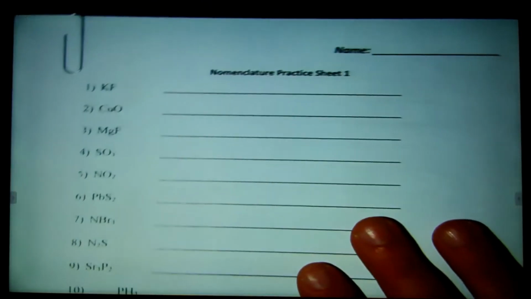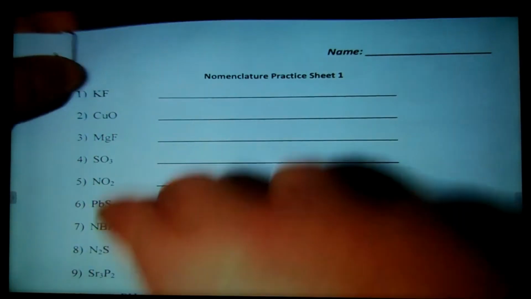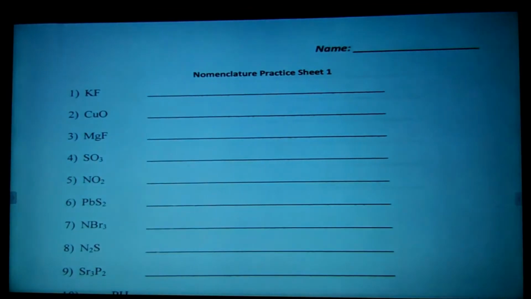Alright, so on this, I want to do the nomenclature practice sheet 1 with you guys, so that it is there for you all and there for second period, okay? So on this, here's the key with these. You have to know when to use what set of rules. You have to know when to use the stock system, the non-metals and non-metals, and the chemical formula.